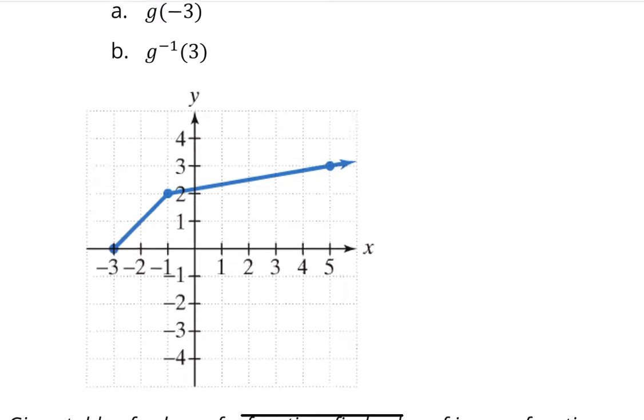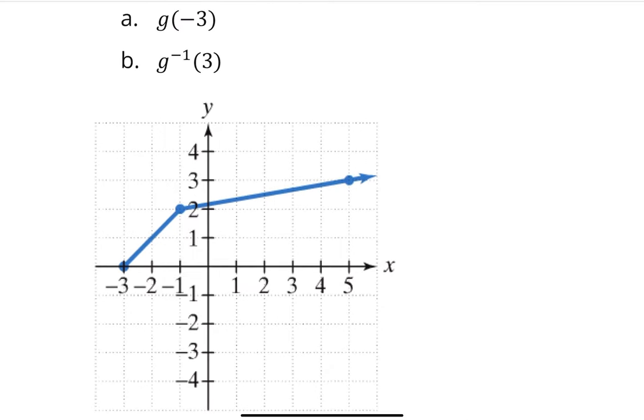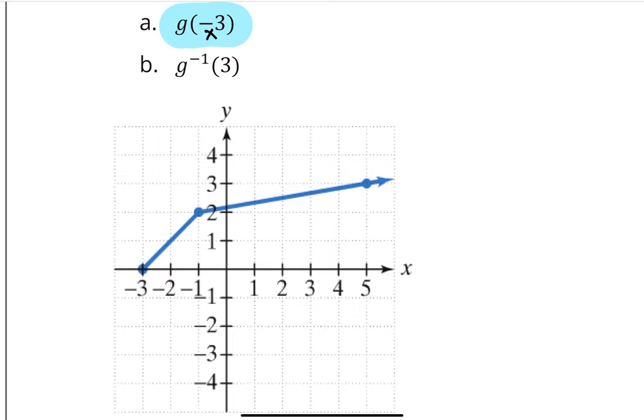g of negative 3. This is just the function itself, not the inverse. That means I'm going to start with my x-axis. Negative 3. Where is g of negative 3? g of negative 3 is 0. That was easy. g of negative 3 is 0.